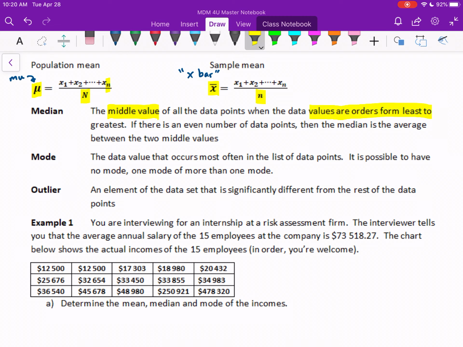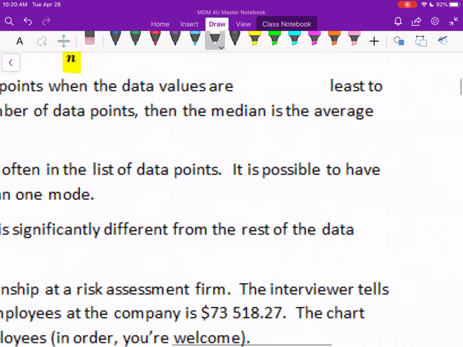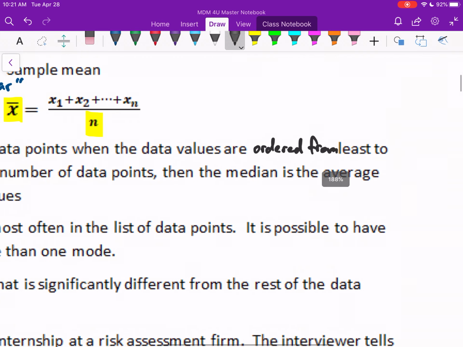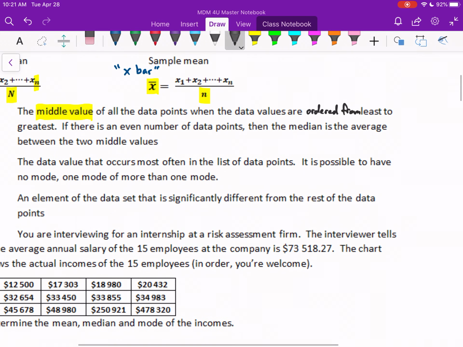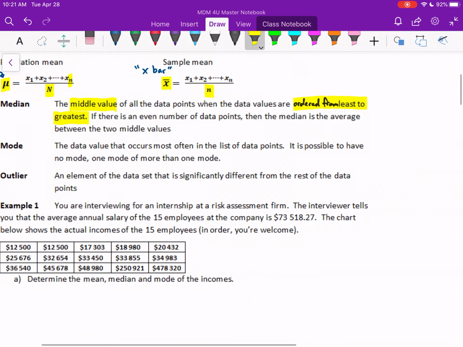I should say ordered. I know what it should say here. Let me just get rid of this for a second and fix it. What it should say is ordered from least to greatest. Now it makes some sort of sense. They have to be in order for this middle piece of data to make any sense.